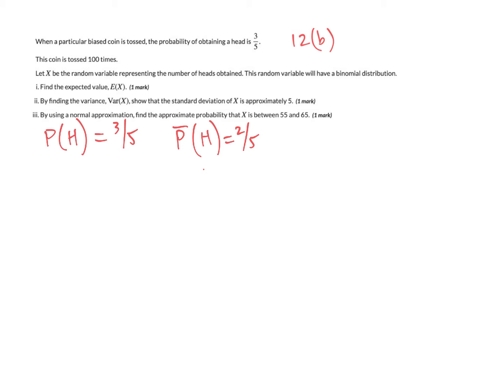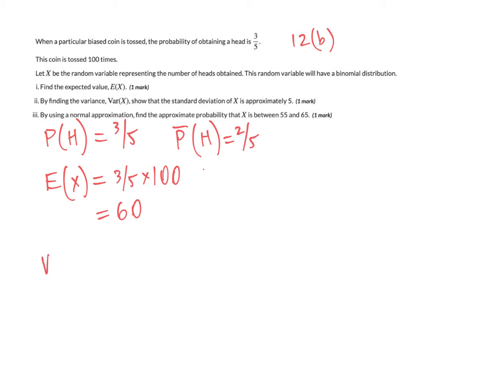So our expected value here, treating this as 100 Bernoullis, is going to be 3/5 times 100, which is 60. We're expecting 60 heads. By finding the variance, show that the standard deviation is approximately 5.